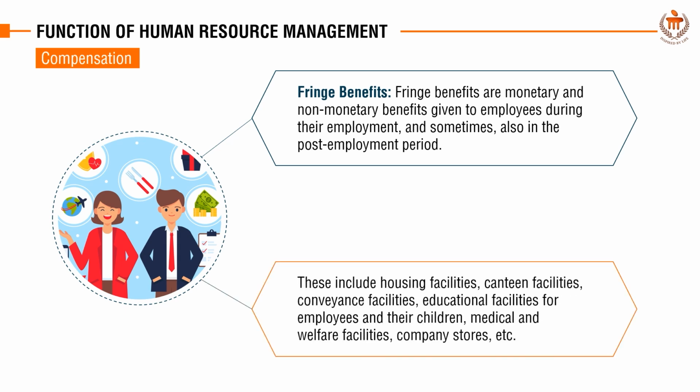So fringe benefits are monetary and non-monetary benefits, apart from direct income. These are the benefits given to employees during their employment and sometimes also in the post-employment period. For example, fringe benefits can be housing facilities, canteen facilities, conveyance facility, education facilities for employees and their children, medical and welfare facilities, company stores, etc. These are examples of the fringe benefits that an organization arranges for the employees.